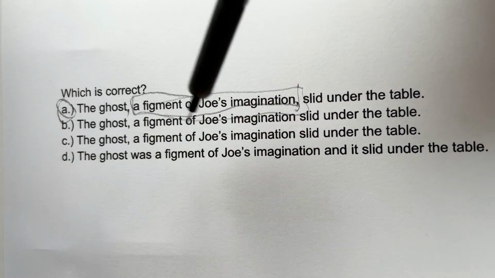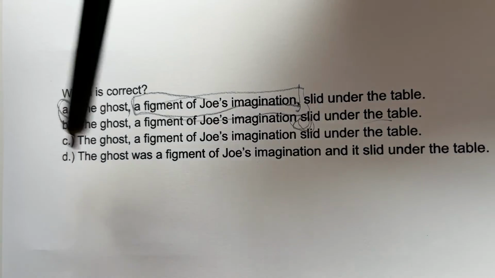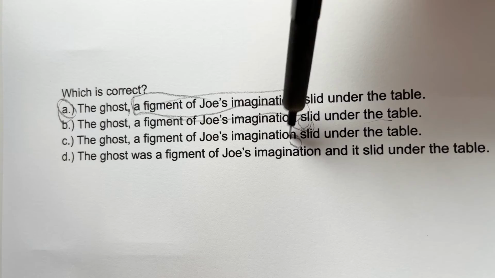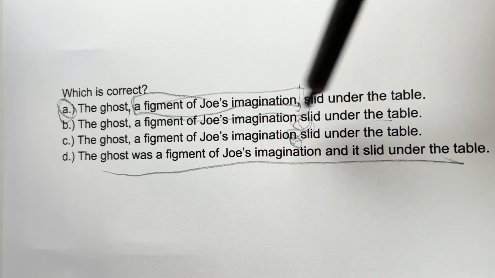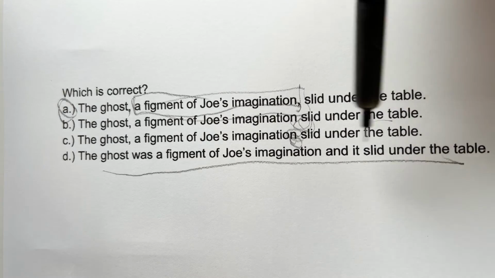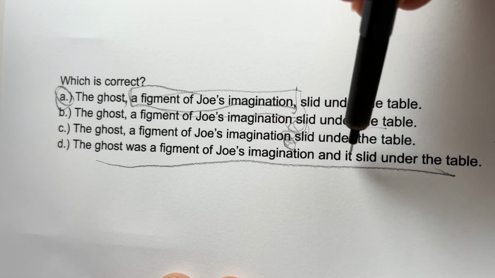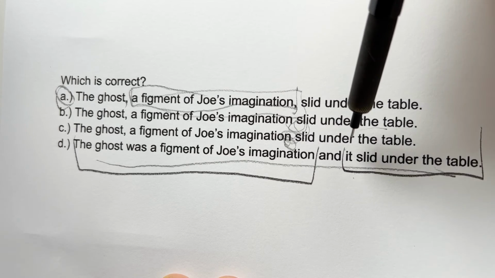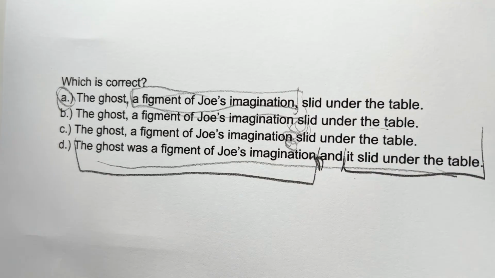Right here we have the ghost, a figment of Joe's imagination, slid under the table. We don't have a comma, so that can't be correct. C, same issue. It's actually the exact same sentence, so that obviously can't be correct. And then D, the ghost was a figment of Joe's imagination, and it slid under the table. Here we have that same concept that we talked about here with the comma. We see that it slid under the table can stand alone. The ghost was a figment of Joe's imagination. That can stand alone. So we would need a comma here, or we need a comma right here in order for that one to be correct.